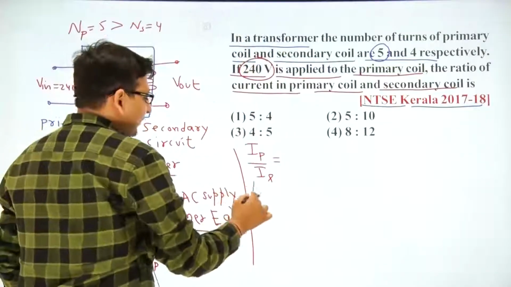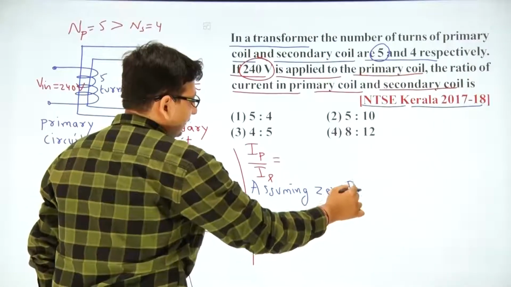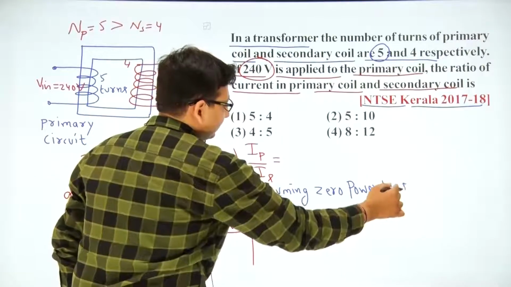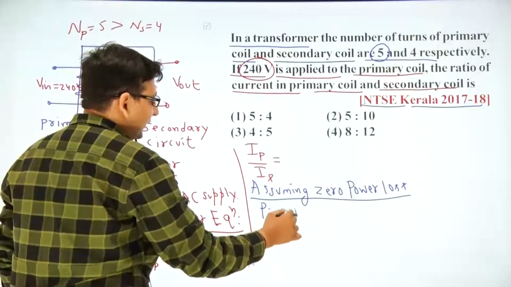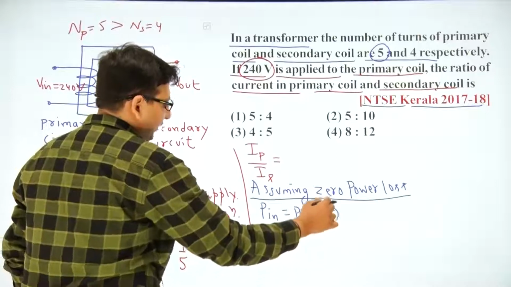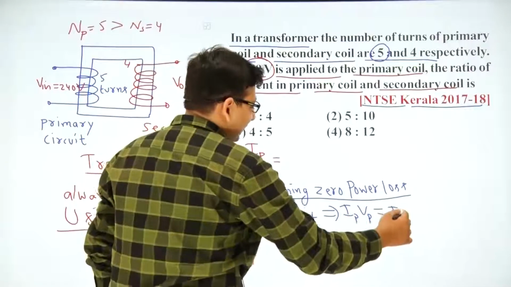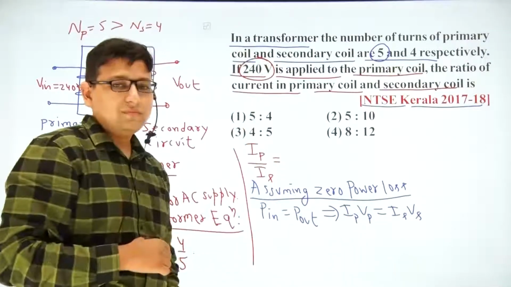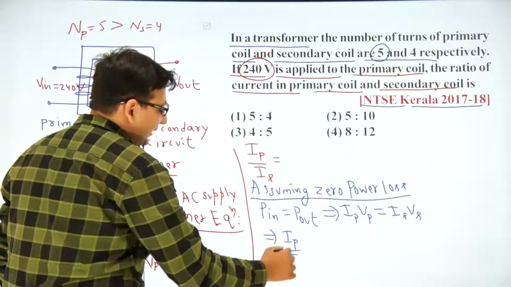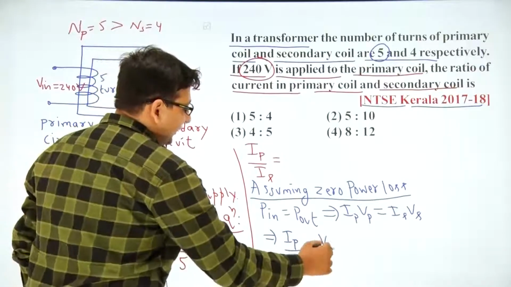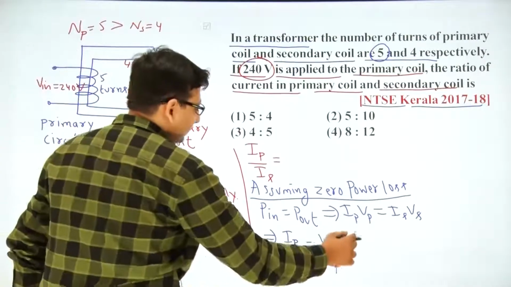Assuming 0 power loss, whatever power input is there, we are getting as power output. And what is power input? This is I primary times V primary, equal to power output, which is I secondary times V secondary. So I primary upon I secondary can be calculated from here. I primary upon I secondary is equal to V secondary upon V primary. And yes, here we have the ratio as 4 by 5.